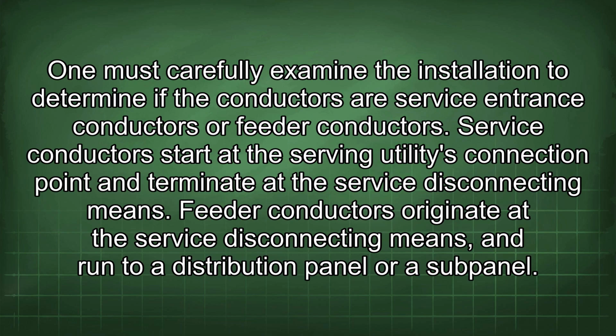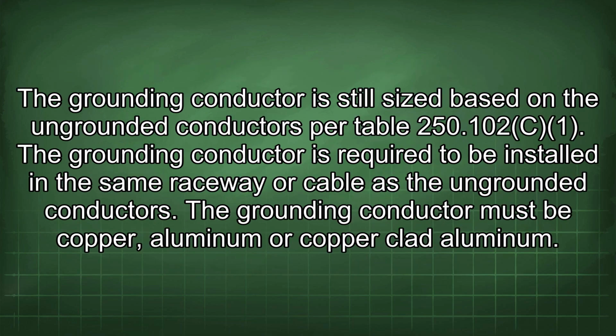One must carefully examine the installation to determine if the conductors are service entrance conductors or feeder conductors. Service conductors start at the serving utility's connection point and terminate at the service disconnecting means. Feeder conductors originate at the service disconnecting means and run to a distribution panel or a subpanel. The grounding conductor is still sized based on the ungrounded conductors per Table 250.102. The grounding conductor is required to be installed in the same raceway or cable as the ungrounded conductors.